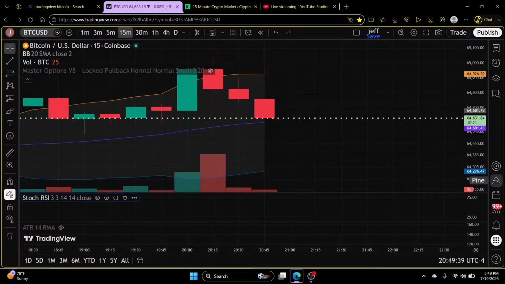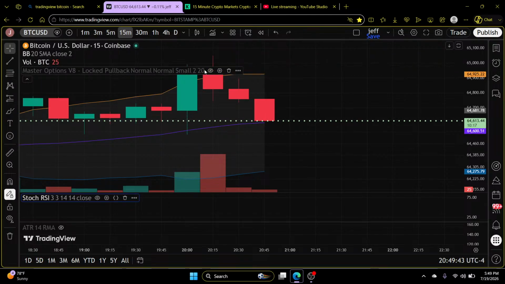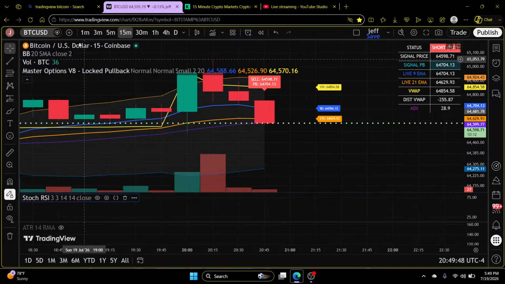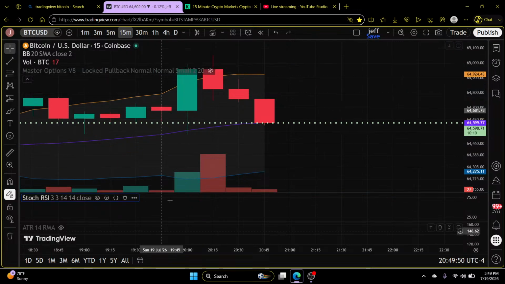Oh yeah, a big red candle. Let's see. And it's going over the EMAs, I think. Yeah. The next one's for sure gonna be down again, I'm pretty sure. Theory for sure says that.